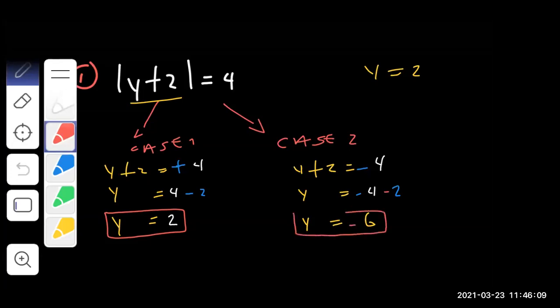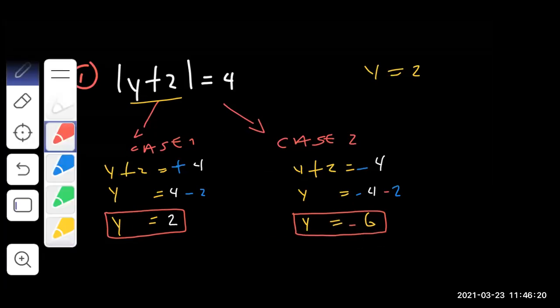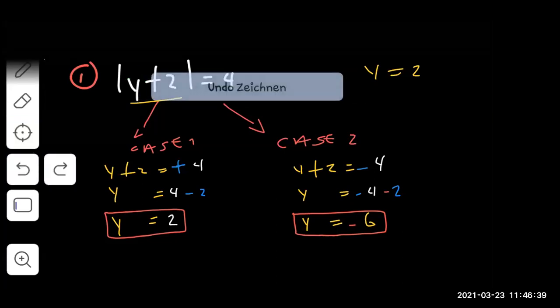And now we have two solutions. Why do you have two solutions? Because we can have two cases, the positive case and the negative case. And if you don't believe me, substitute. If I substitute negative 6 here and add negative 6 plus 2, we get negative 4, right? What is the absolute value of negative 4? Convert it into positive. Positive 4. That is true, guys. That's why we can have two solutions.